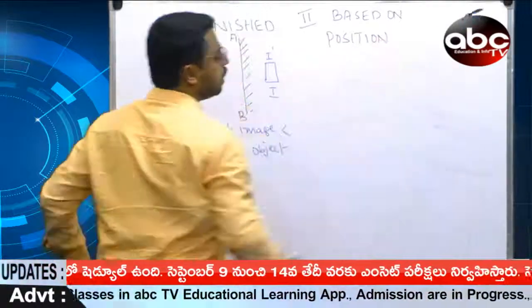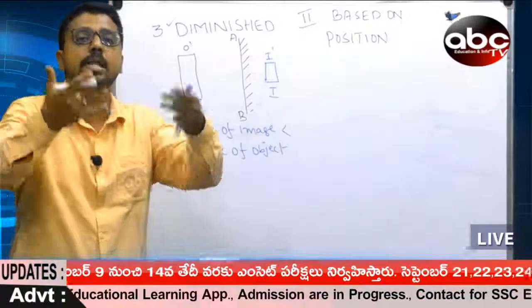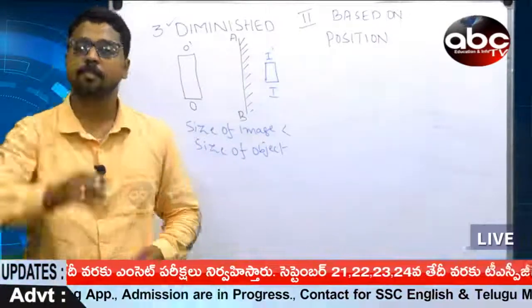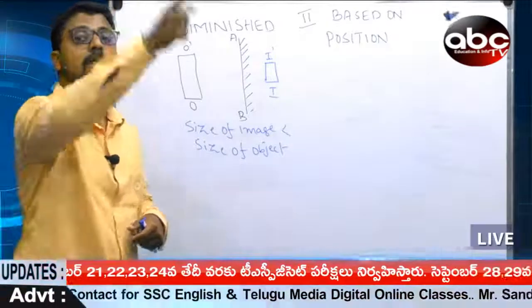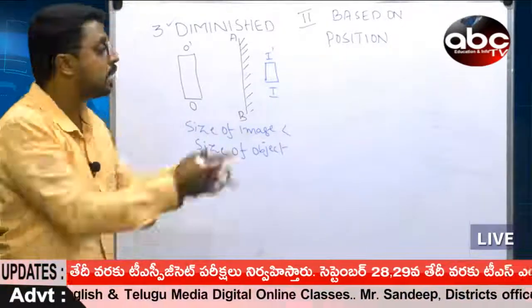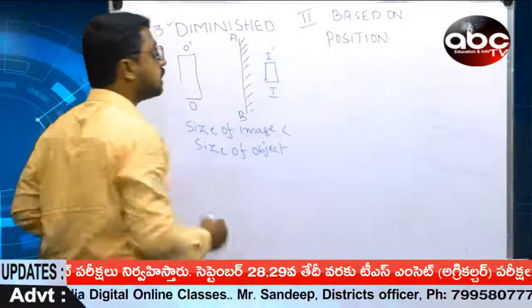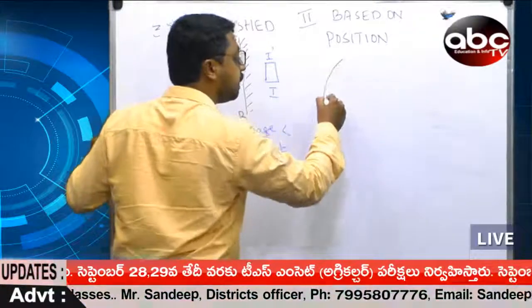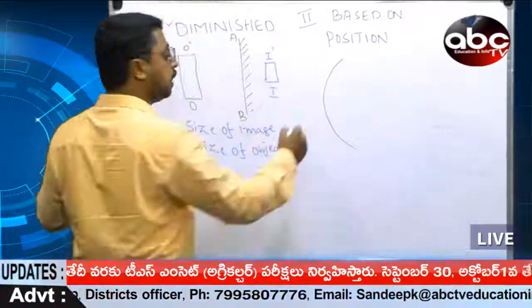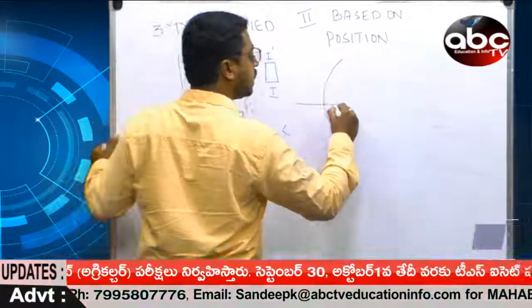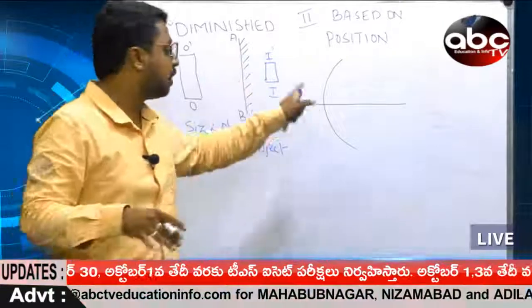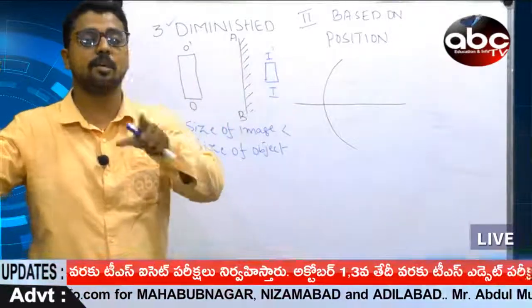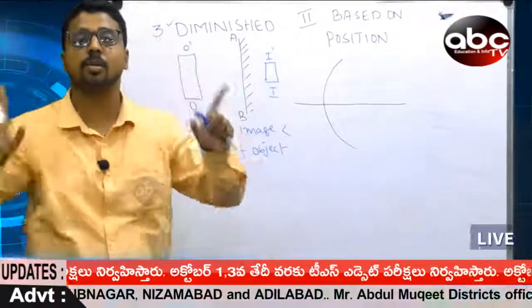Based on the position, how is it going to expect its position? Let us understand our circular diagram once again. What is that circular diagram? A semicircle concave mirror. This is the pole, this is the principal axis. So you have to get this figure, pole, center of curvature, focus, even in your sleep.